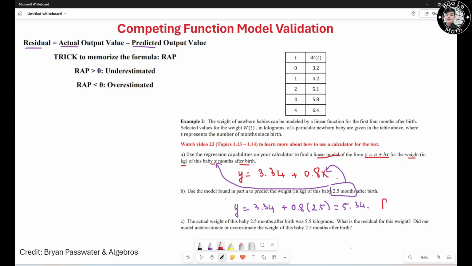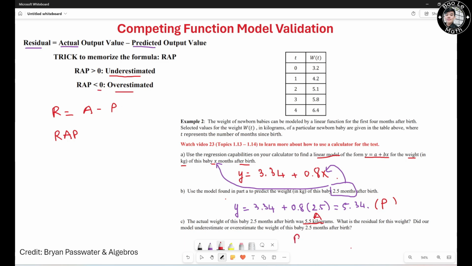So this is P, right? And then this is A right here. So we have the formula residual equals actual subtract predicted, which means R equals A subtract P. So the trick for you to memorize is R A P, which means RAP. So if RAP greater than 0, this is underestimated. If RAP less than 0, overestimated.